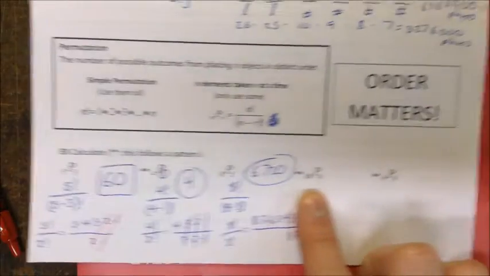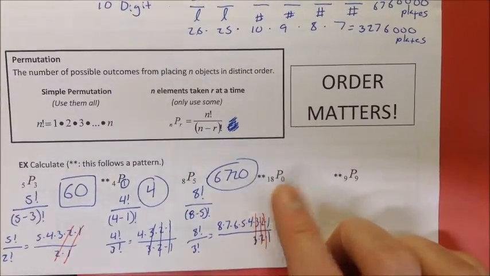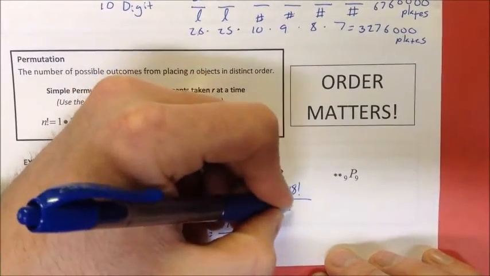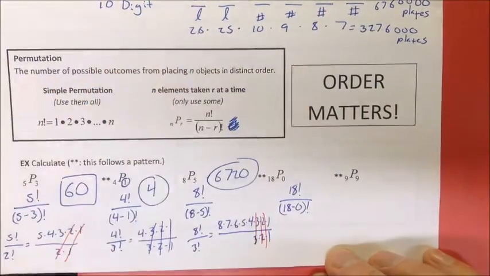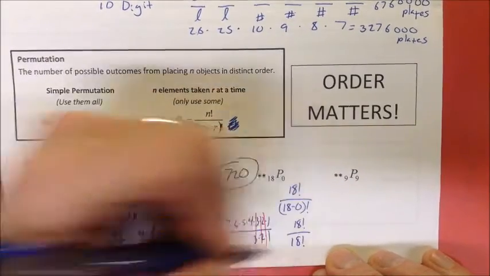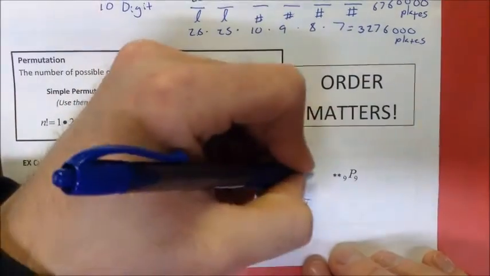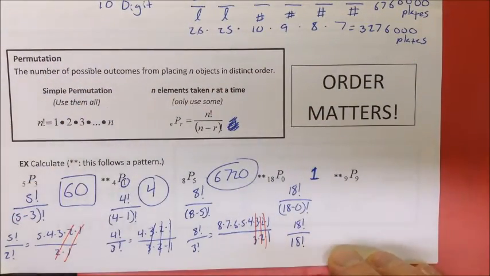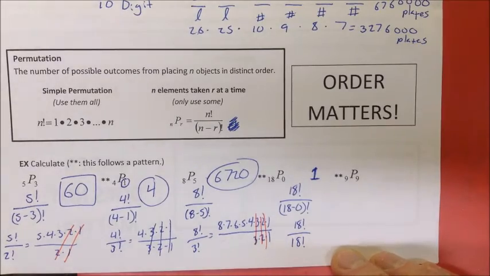Next one's another fancy one, 18p0. For that guy, that is going to be 18 factorial on top and then 18 minus 0 factorial on bottom. Doing that subtraction is just going to give you 18 factorial over 18 factorial. Same on top, same on bottom. The answer for that one is 1. 18p0 is 1, 20p0 is 1, 5p0 is 1, so you'll get 1 every single time.